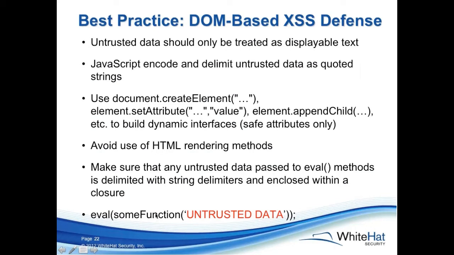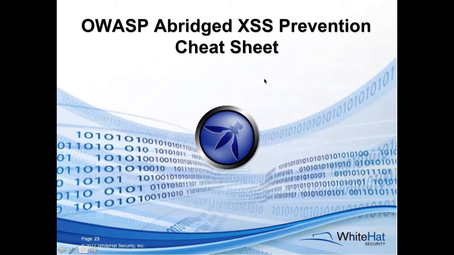Again, avoiding eval unless you have a wrapper function around it. Avoid the HTML rendering methods like innerHTML. Only build dynamic interfaces with the safe APIs. Only put untrusted data in a quoted JavaScript variable. It's actually quite difficult to stop all cross-site scripting.